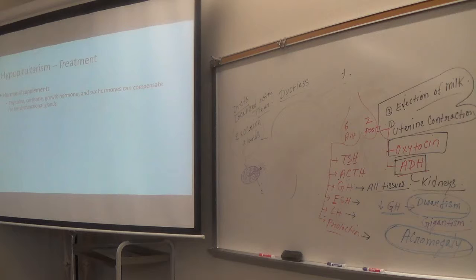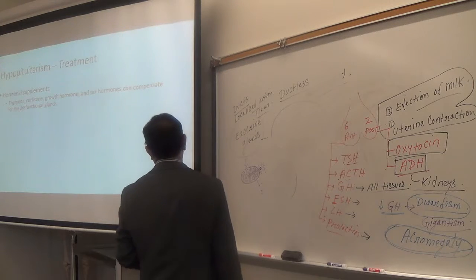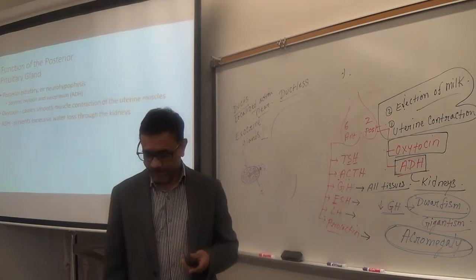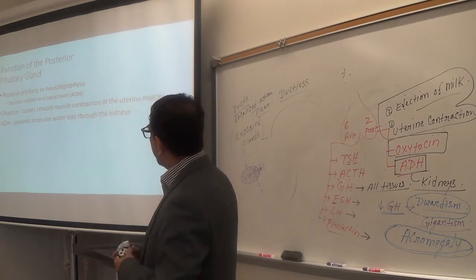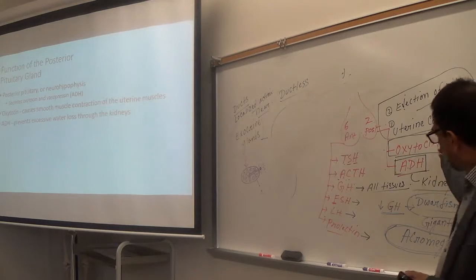Thyroxine is a thyroid hormone. Cortisone is a steroid hormone, and growth hormone and sex hormones can also stimulate the pituitary. I have already talked about oxytocin and antidiuretic hormone or ADH.